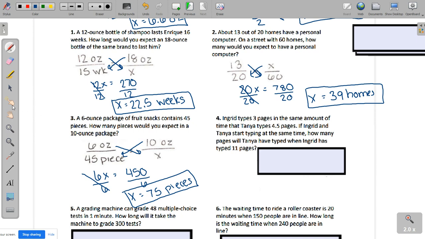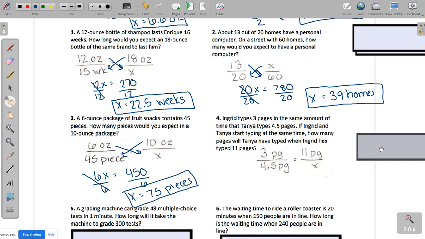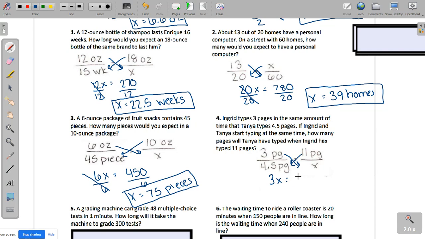Okay, number 4. You should have 3 pages over 4.5 pages equal to 11 pages over x. Cross multiply. You should get 3x is equal to 49.5. Divide both sides by 3. We get x equal to 16.5 pages.